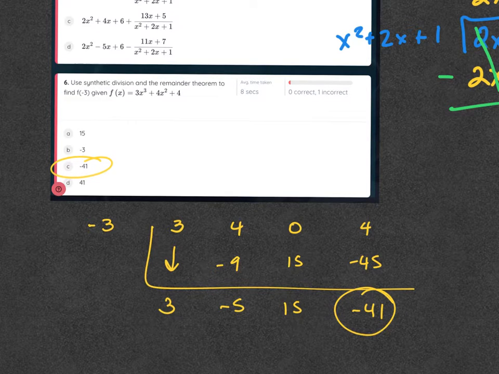Questions on anything on the quizzes? Or yesterday we talked about, obviously, the graphing, those big graphing questions.